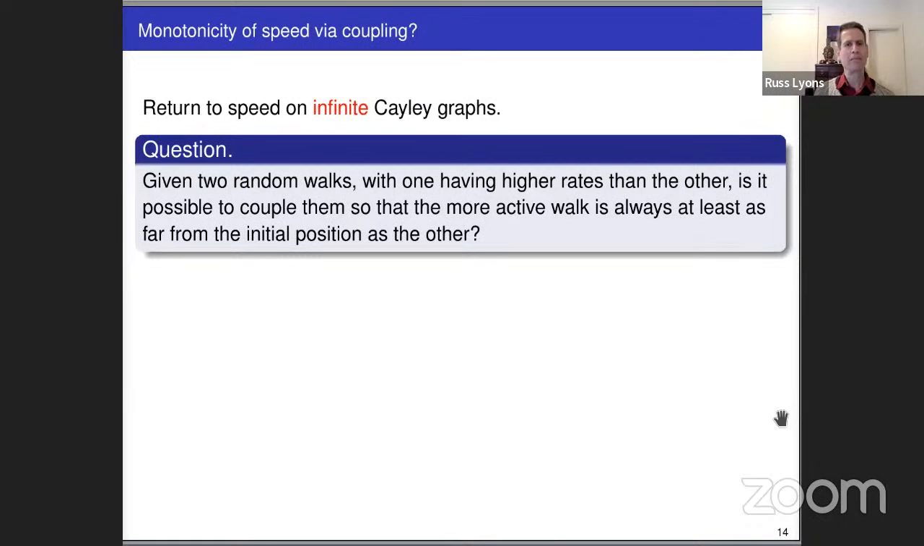So remember, we wanted to see whether the speed was monotone in the rates and if there was a good reason. So one good reason would be if the following question had a positive answer. Consider two random walks. For one of them, the rates are all higher or at least as much as the first one. Can we couple these two random walks so that the more active one, the one with higher rates, is always at least as far from the initial position as the other one? If we could do that, I think we would feel that we understood why the speed was at least as much, right? Why the speed was monotone.